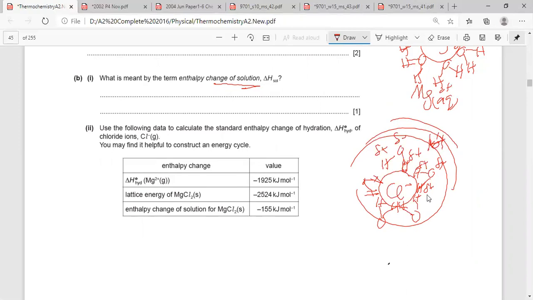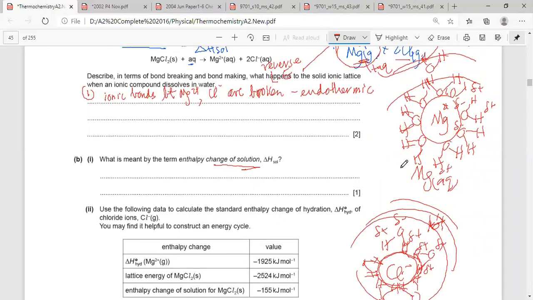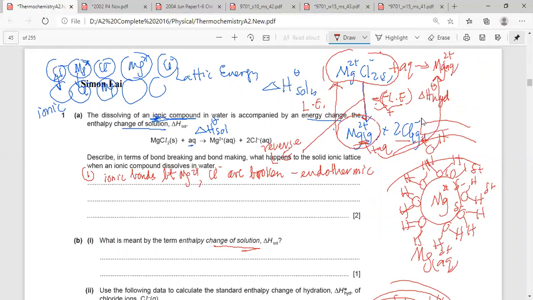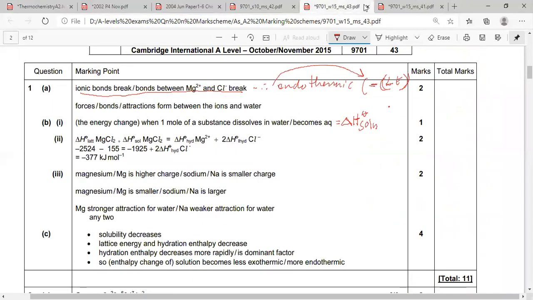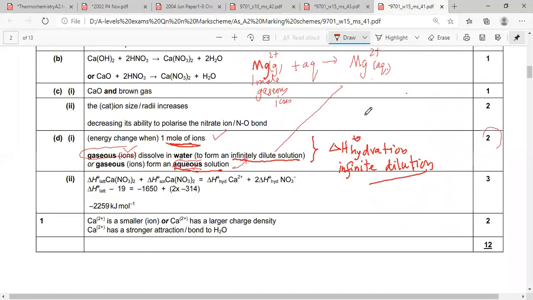Until no more water. That means when 1 mole of Cl minus attracts all the water to form this kind of dipole bonds, the heat is given up. Heat of hydration is always exothermic because bonds are formed. So from here to here, this will form plus 2 of them Cl minus aqueous. This is your heat of hydration for chlorine. So 2 times this, because it's for 1 mole hydration. Okay, 1 mole.